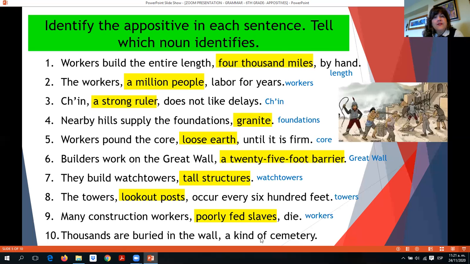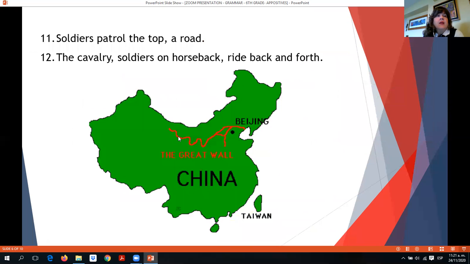So a kind of cemetery, in this case, is the appositive describing the wall. So the wall is a kind of cemetery because thousands of these construction workers that died are buried there. Okay. Number 11, soldiers patrol the top, a road. So it's saying that the top of this wall is a road. So a road is the appositive, top is the noun.